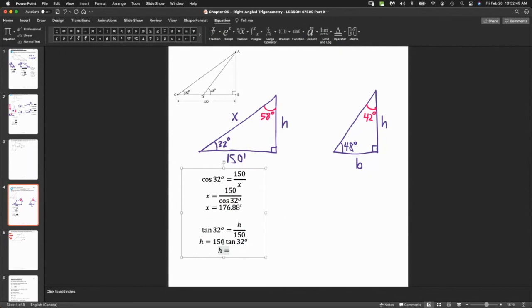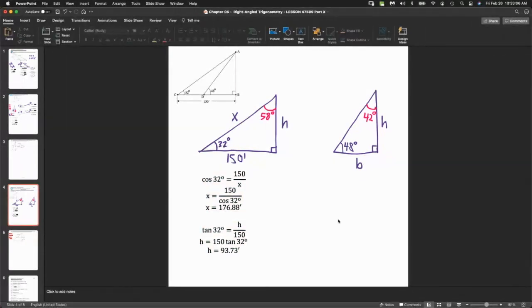Okay, 150 tan 32. Can someone confirm their answer? I got 93 point something. Did you guys get something like that too? Please let me know. Thank you. Sweet. Thank you, Zifeng. Okay, so that's good news.